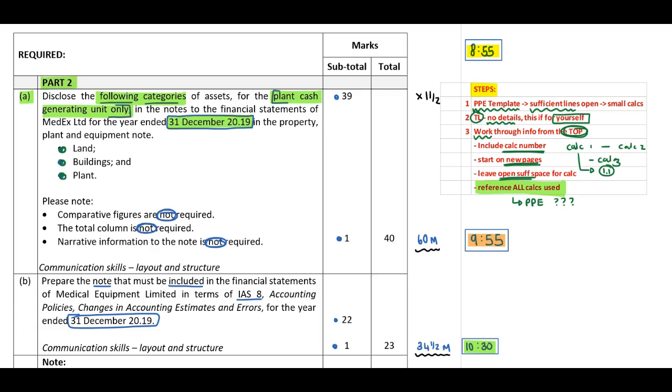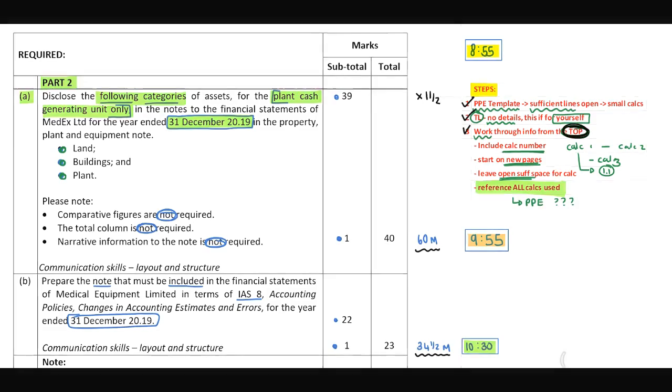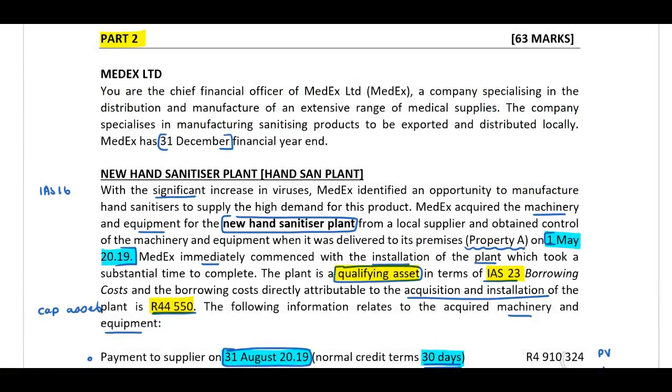Right, okay, now we have included our template, my timelines. I'm going to do this throughout my workings, and now I need to work through the information from the top. Right, we now need to start working through the information from the top, and we need to focus. We need to complete our PPE note. Okay, guys, think about this, your PPE note. Now, the first paragraph, background info only, new hand sanitizer plant. Okay, you'll remember they've indicated to us that they had purchased this and they received control.